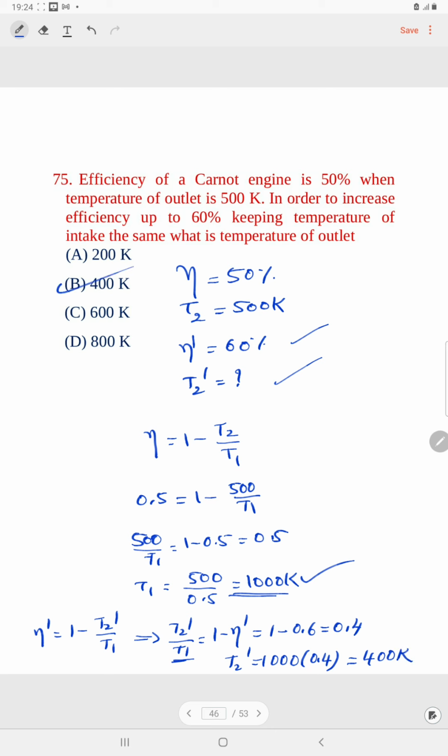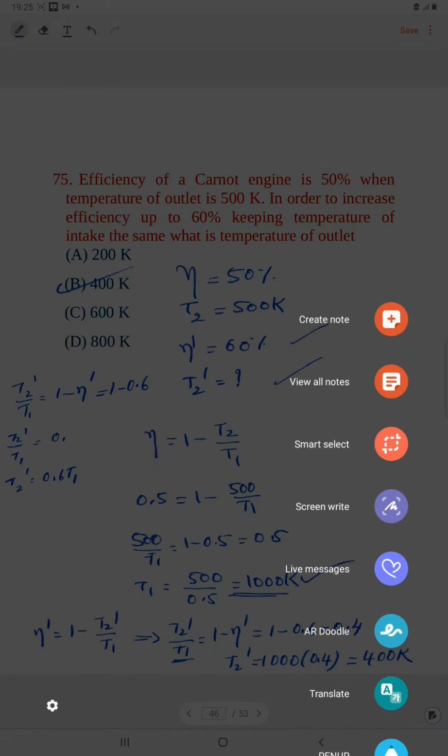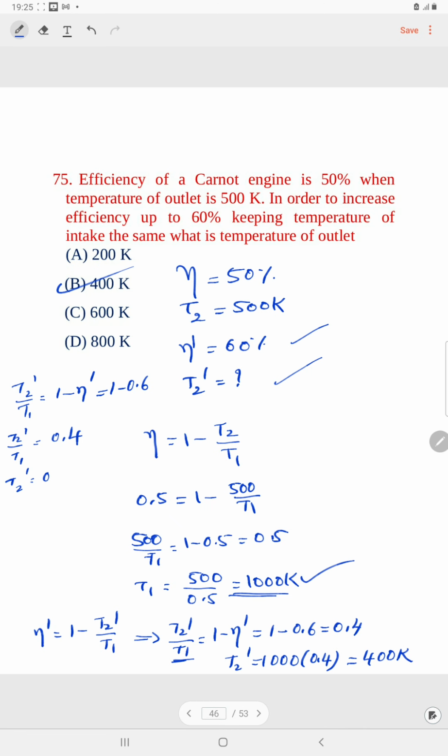Option 4. Students, let me redo it here. T2 dash by T1 is 1 minus efficiency dash. Efficiency dash is 0.6 because 60% is 0.6. Sorry, 1 minus 0.6 is 0.4. So T2 dash by T1 is 0.4, and T2 dash is 0.4 times T1, which is 1000. Then T2 dash is 400 Kelvin.